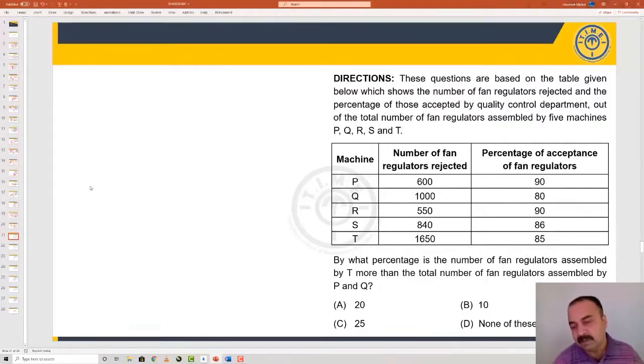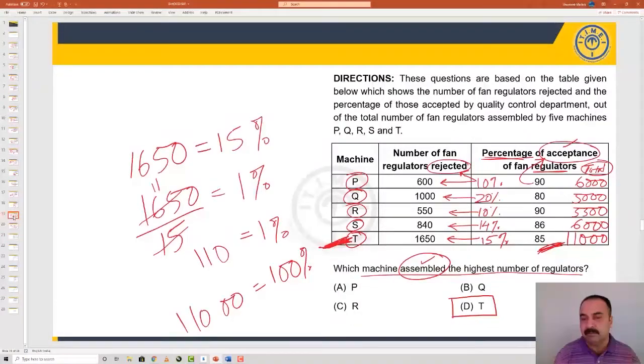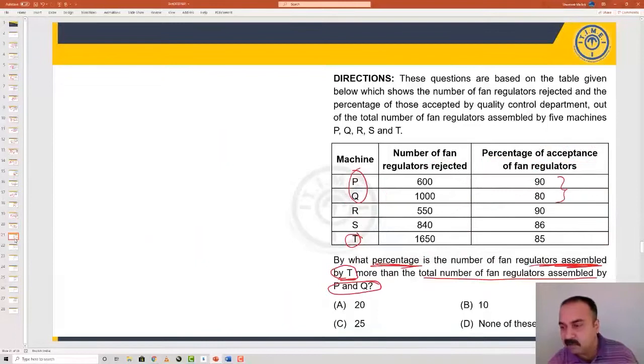Next question for the same table is, by what percentage is the number of fan regulators assembled by T more than the total number of fan regulators assembled by P and Q? So you have to compare T with the total of P and Q, not in terms of rejection numbers or acceptance numbers, but total assembled. We just now did this calculation for each one of them on total assembled. P and Q total assembled is 6,000 and 5,000, which is 11,000. So P and Q put together total assembled is 11,000.